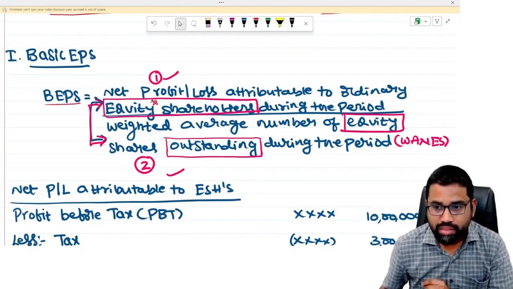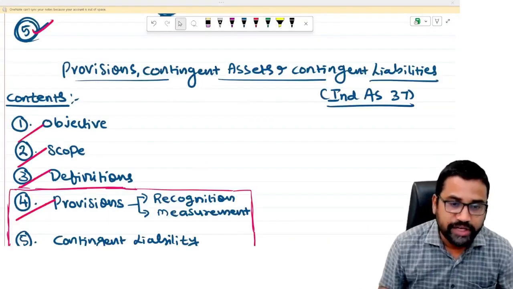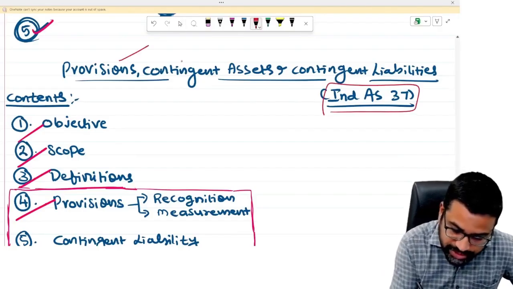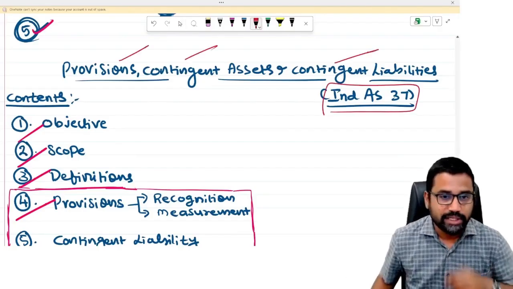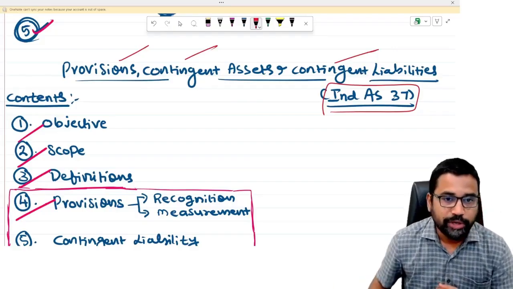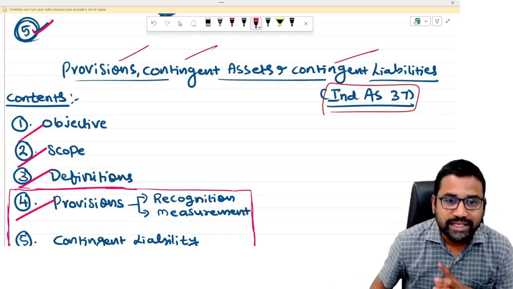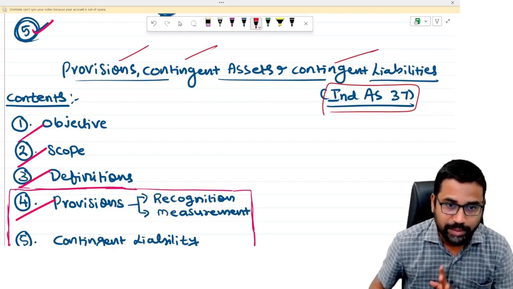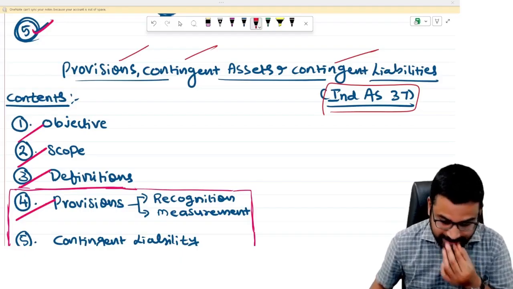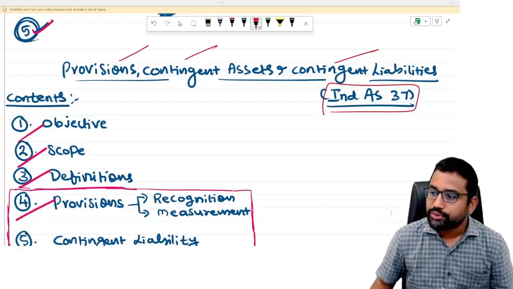Okay. Now the next standard for discussion is Ind AS 37, sir, which talks about provisions, contingent assets and contingent liabilities. So 3 topics we are going to cover in this chapter. One is the topic of provisions, another one is contingent assets, another one is contingent liabilities. Provisions, contingent assets and contingent liabilities. So 3 topics we are going to discuss.